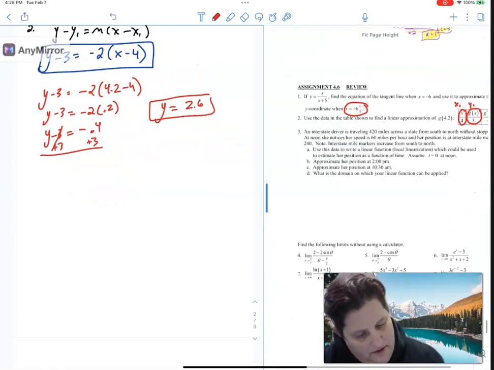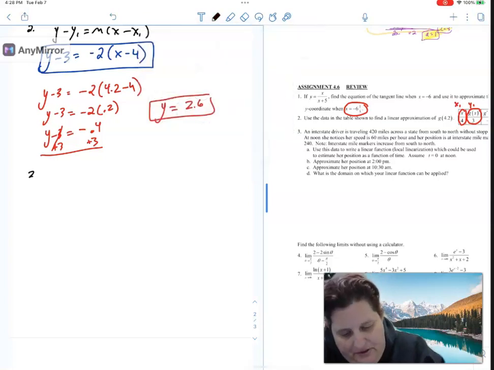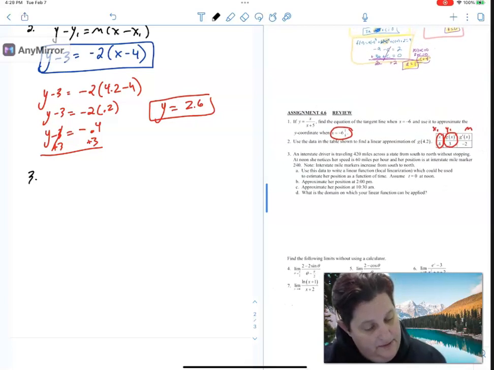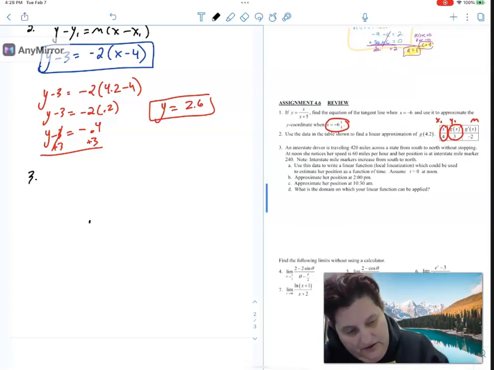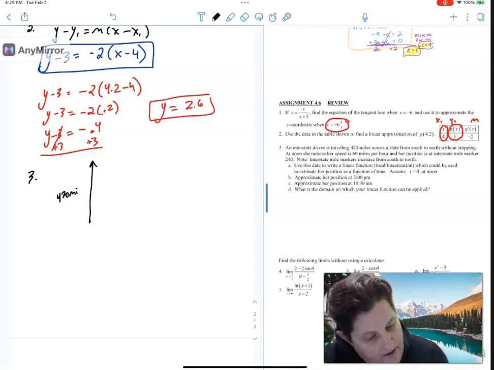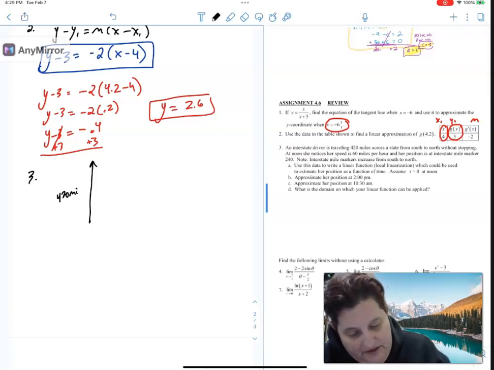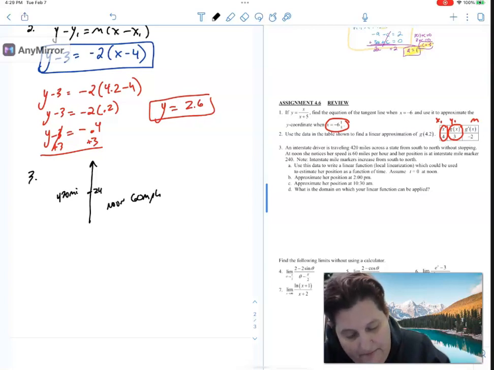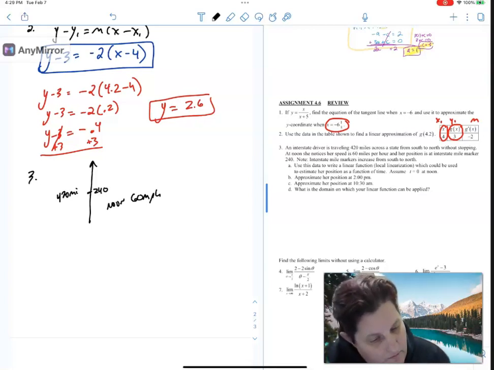Number 3. All right, this looks fun. Okay, I'm going to draw a picture here. An interstate driver traveling 420 miles across state from south to north without stopping. At noon, she notices her speed is 60 miles per hour, and her position is at 240. Interstate miles increase. Okay, that's fine. Use this data to write a linear localization which could be used.